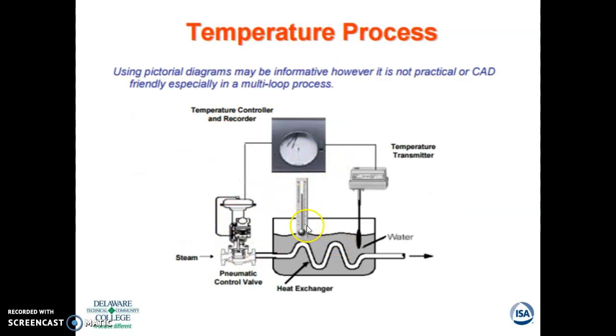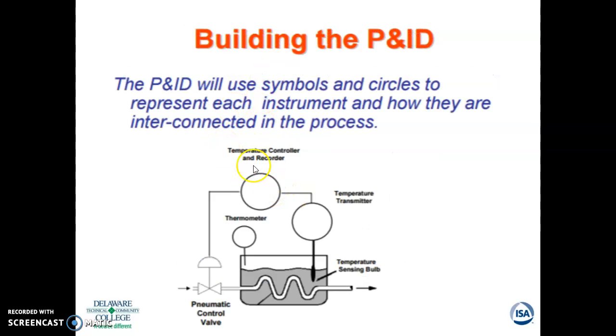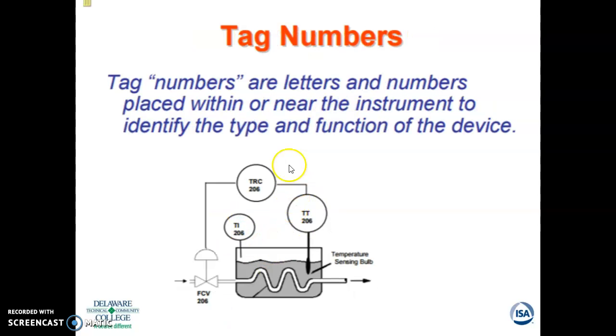Okay, you don't generally draw a P&ID like this, right? Because this is not very practical, and it isn't very CAD friendly. So we don't draw them like that, but we build it using the different symbols in the circles to represent things. So we'll go into that. We'll give you tag numbers. They're letters and numbers, and they're within the instrument to identify the type and the function of the device.